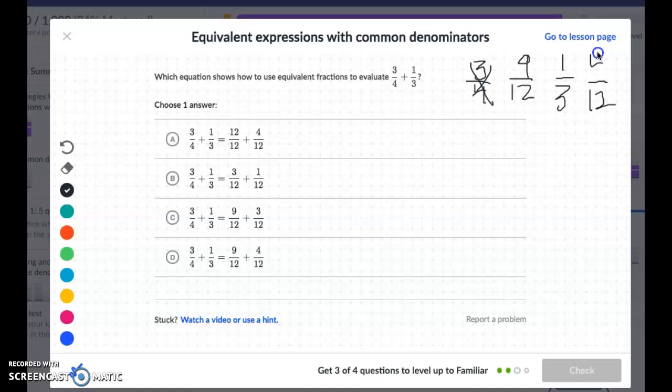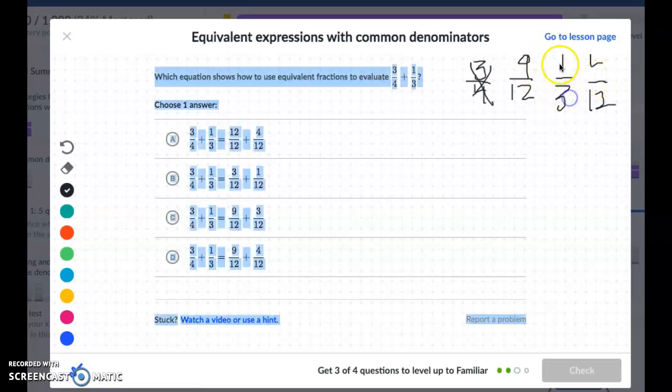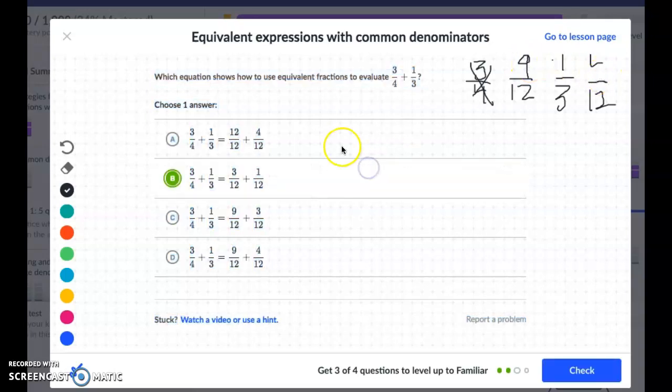I can't draw, it won't let me draw that 4, so let's just pretend that's a 4 there. So I no longer think about my 1/3, I think about 9/12 and 4/12. So I have to go over here and figure out where I have 9/12 and 4/12.